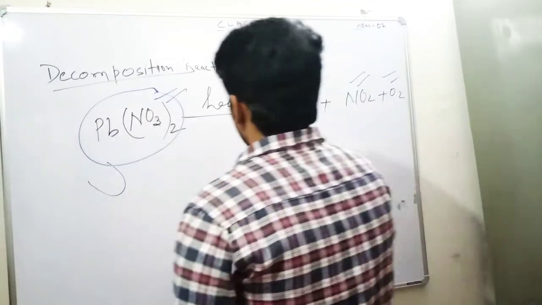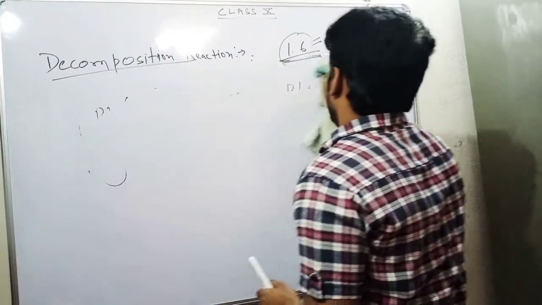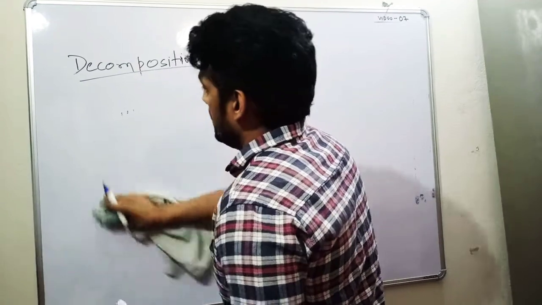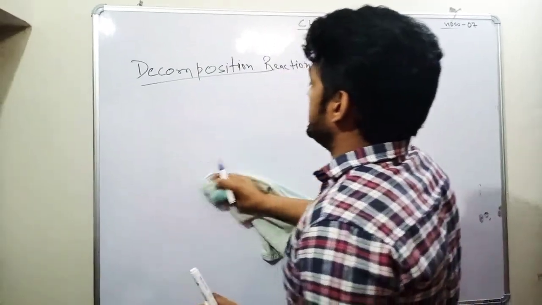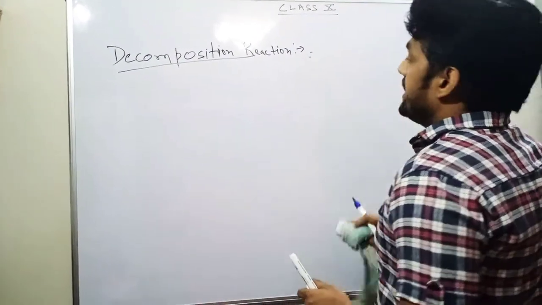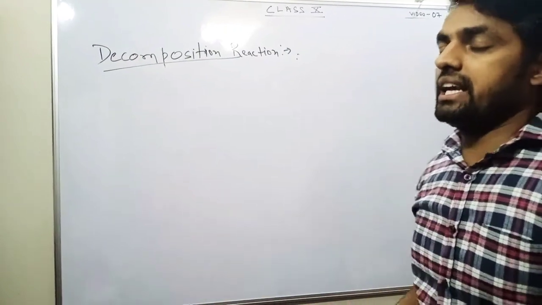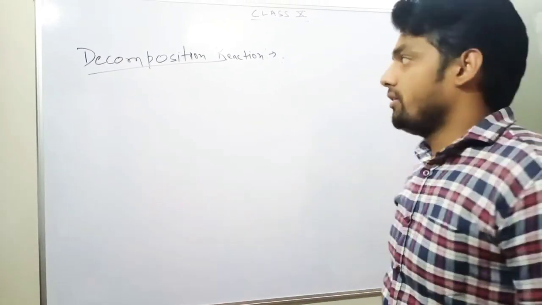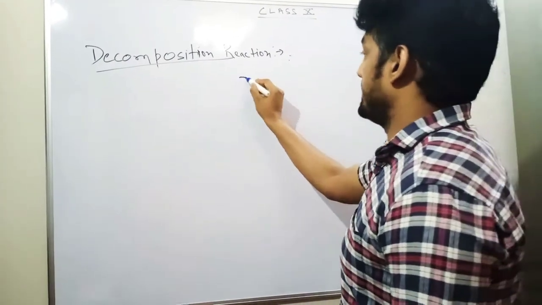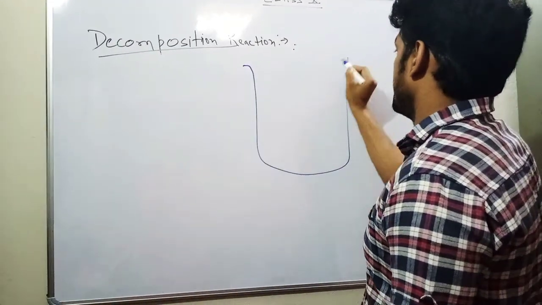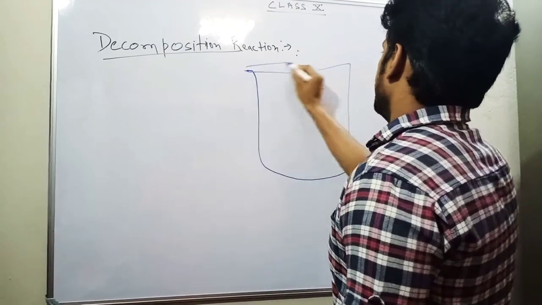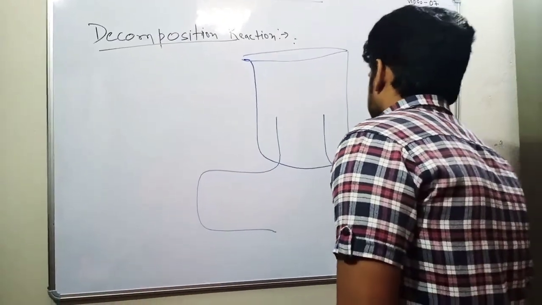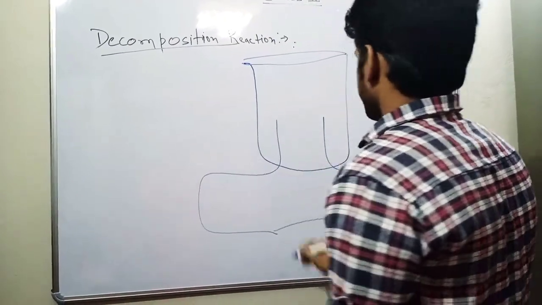Now we will take electrolytic decomposition. Electrolytic means supply of electricity. Whenever electricity is supplied and decomposition takes place, that kind of reaction is known as electrolytic decomposition. What do we have to take in our NCERT book? We take one mug, and we have to take rods, cathode and anode rods.